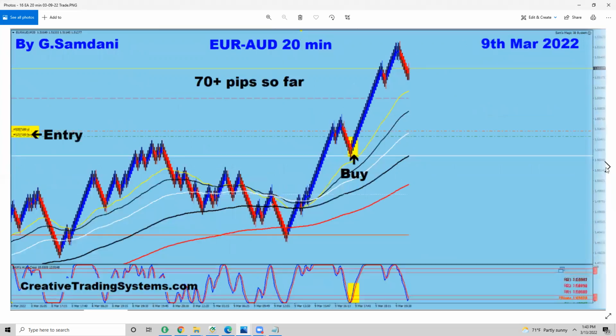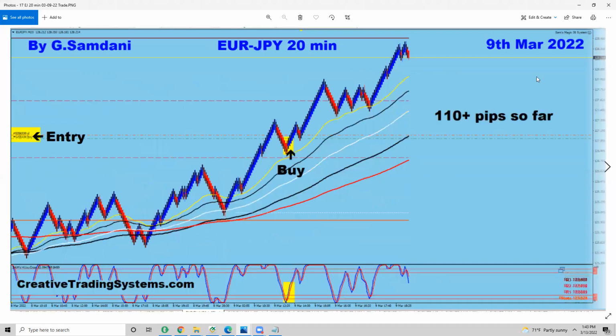This pair hardly moves, but when it moves... So Euro Aussie 20-minute on the 9th again, and 70 pip from here to there, buy entry here. On the 9th, Euro Yen, 110 pip, beautiful entry. I missed this one, but then I got this one. And there was another entry here.